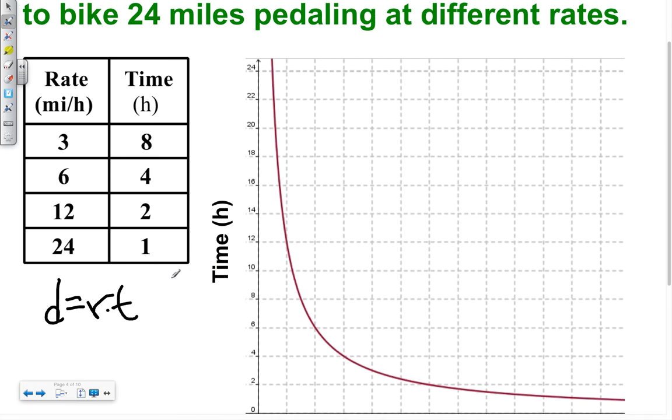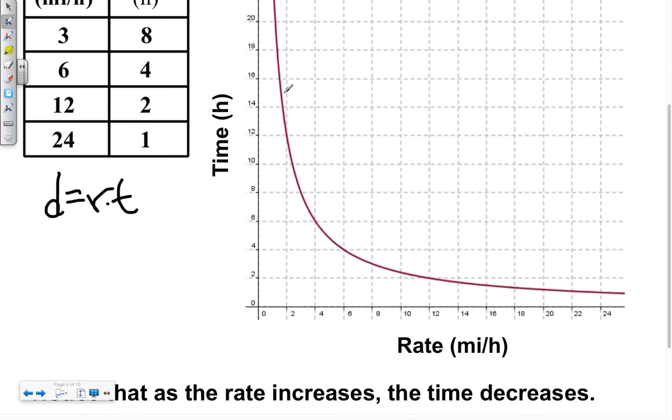So if we're looking at these, your rate and your time, if we multiply them, 3 times 8 is 24, 6 times 4 is 24, 12 times 2 is 24, and 24 times 1 is 24. So if we actually go ahead and graph all of that, this is what it's going to look like, which is actually going to give us that your d is equal to 24. Or we can rewrite that so that it's an inverse variation, we can rearrange this, and it could be your time is equal to 24 over r.